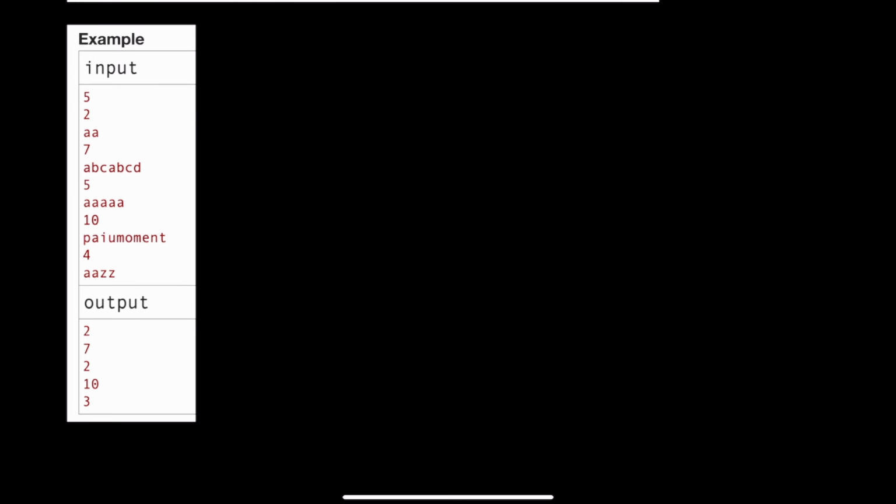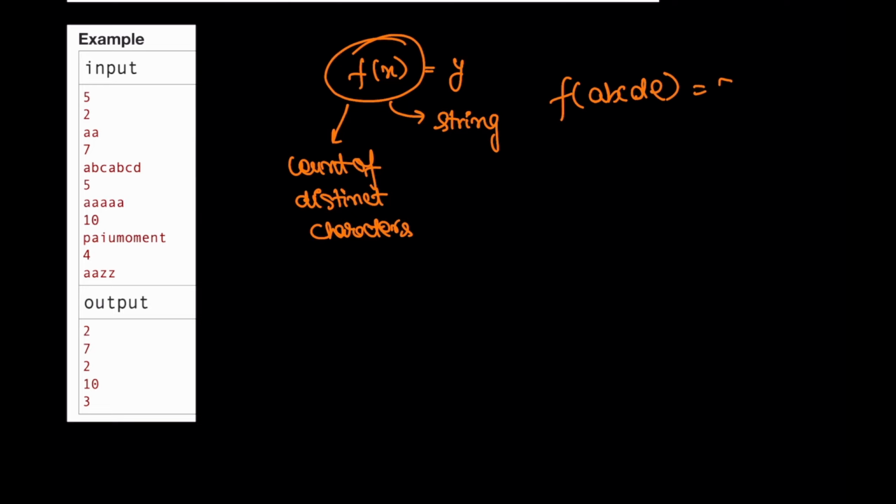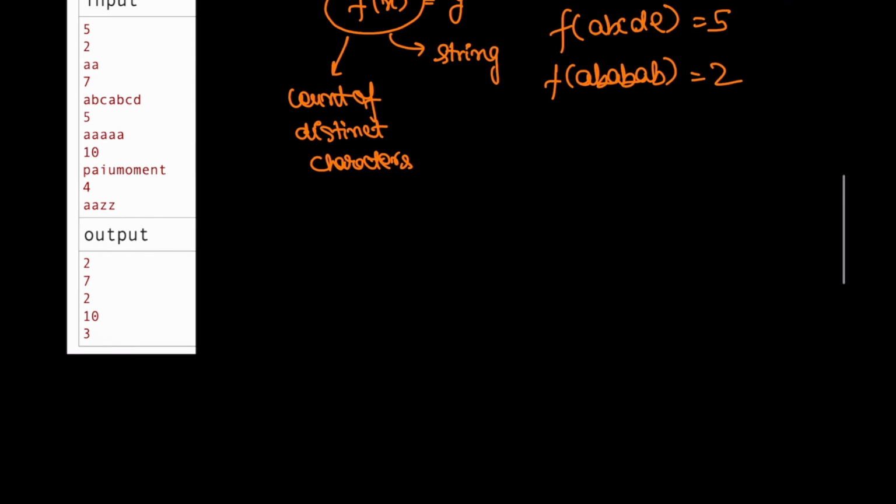So let's understand the problem. We are given a function f of x that returns some value. Now this x is a string and this returns the count of distinct characters. Like for the string a, b, c, d, e, it will return 5. For the string a, b, it is going to return 2, since there are only 2 distinct characters, right? So we are given a string and we need to divide it.